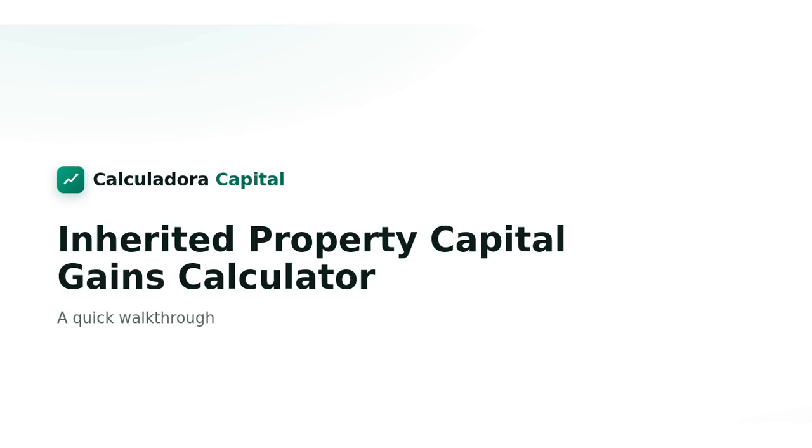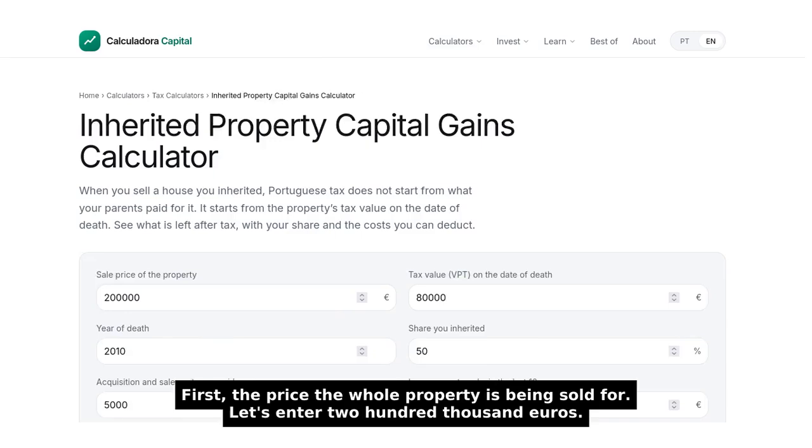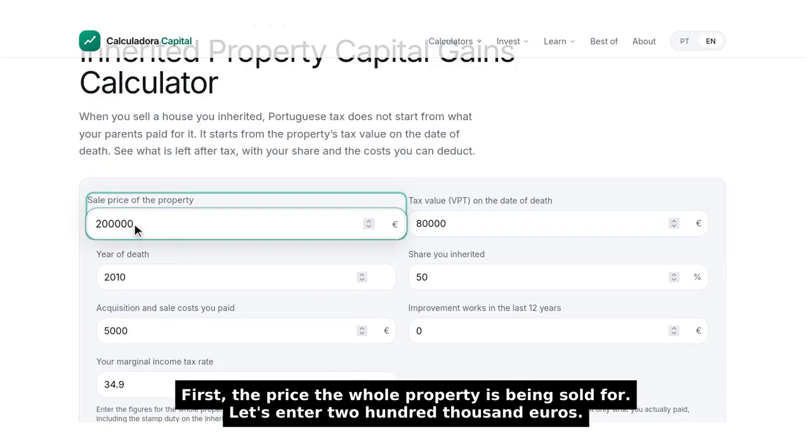Let's walk through the inherited property capital gains calculator. When you sell a house you inherited, the tax does not start from what the deceased paid for it. It starts from the property's tax value on the date of death. First, the price the whole property is being sold for.